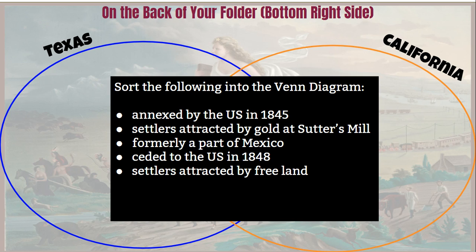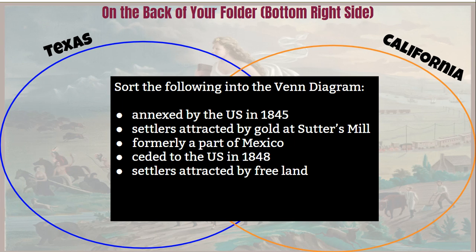We're going to compare and contrast these 2 states and kind of the origins of how they came into the United States. You have 5 options listed here. You're going to sort the following into the Venn diagram. The first one here, this was annexed by the U.S. in 1845. Here's second one, settlers attracted by gold at Sutter's Mill. Thirdly, this was formerly a part of Mexico. Fourth, it was ceded to the U.S. in 1848. And lastly, settlers were attracted by free land.